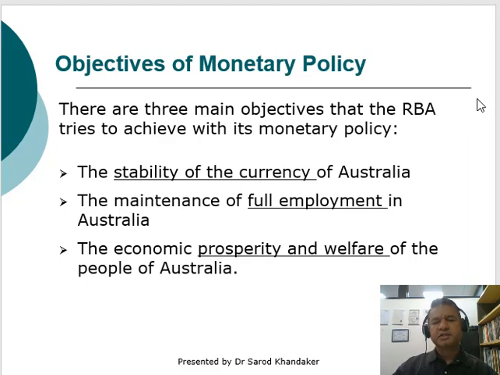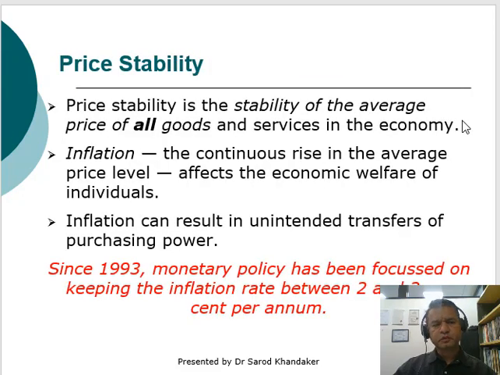Number one is the stability of the currency of Australia. Number two is the maintenance of full employment in Australia. And number three is the economic prosperity and welfare of the people of Australia. So number one is price stability, which is the stability of the average price of all goods and services in the economy. When we're talking about price stability, we also need to talk about inflation. Inflation is a continuous rise in the average price level, which affects the economic welfare of individuals.